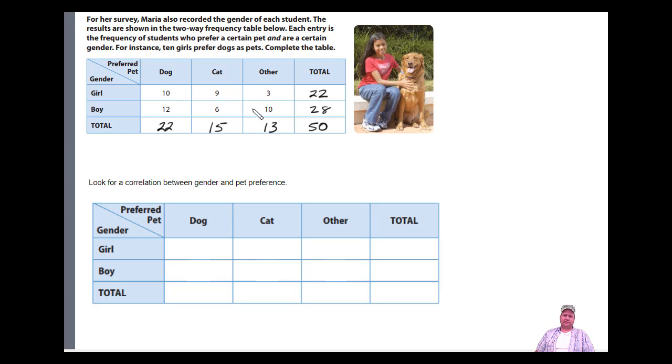And we're going to take a look and see, is there a preference for girls of one of these types of pets? And then also, is there a preference for boys amongst these types of pets? So we're going to take a look at how we're going to write our fractions.